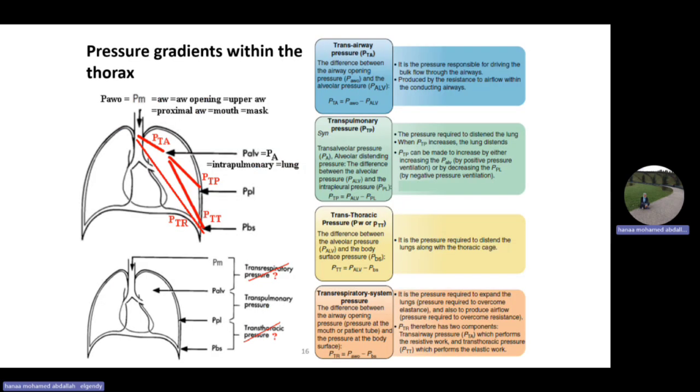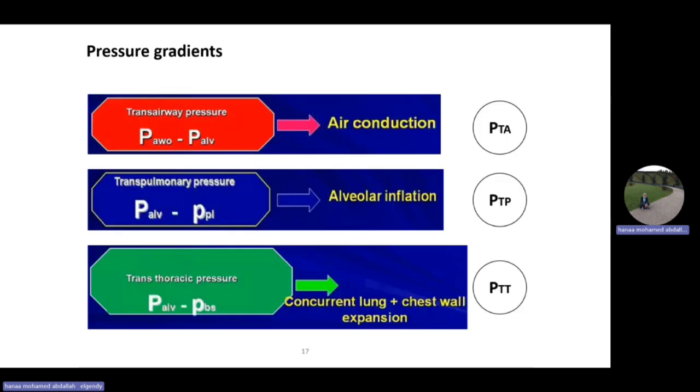Okay, the most important pressure gradient during ventilation, or during inspiration, is the transpulmonary pressure. The transpulmonary pressure is the pressure difference between the alveolar pressure and the pleural pressure, which allows alveolar inflation. While the trans-airway pressure is the pressure between the mouth or the airway and the alveolar pressure, which is the pressure responsible for the air conduction. And the transthoracic pressure is the difference between the alveolar pressure and the atmospheric pressure outside the body, which might be negative as in negative pressure ventilation, or positive in patients managed with hyperbaric oxygen.